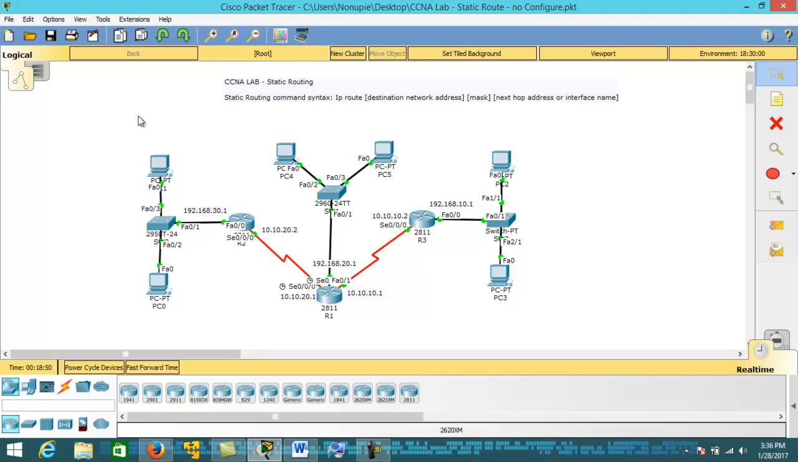So if this PC or this user wants to communicate with this network, it cannot be possible, because this router does not know how to send a packet to this network. If a packet is generated by this network's user for this destination network, but this router does not know how to send it, the packet will be dropped. The communication could not be possible. So for this, static routing comes into place.